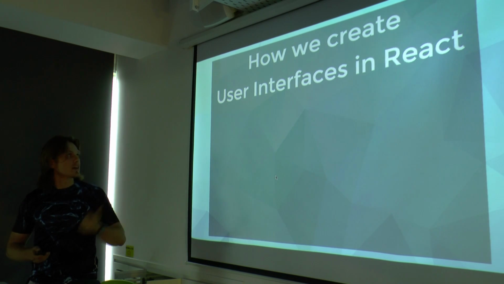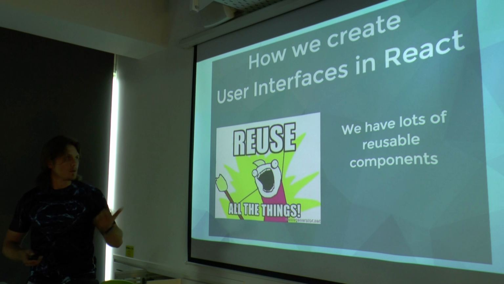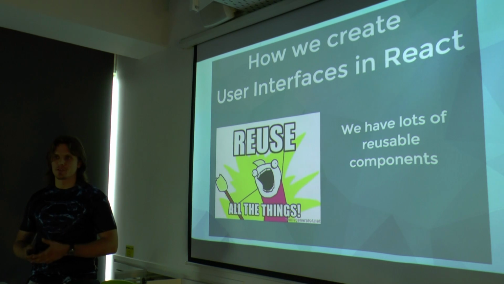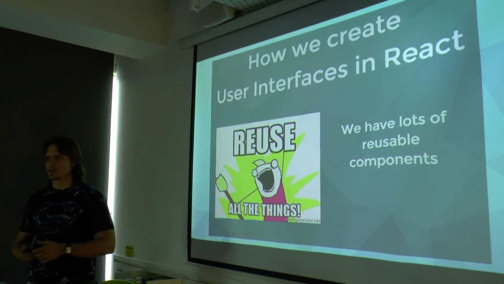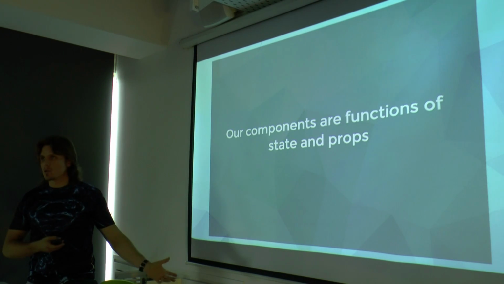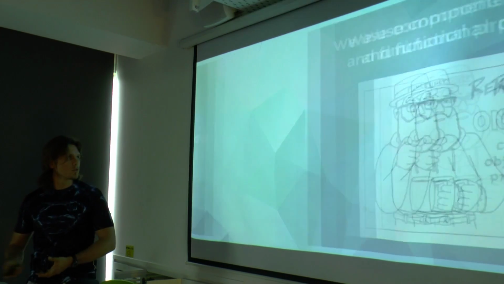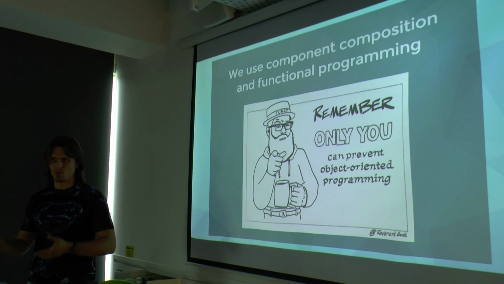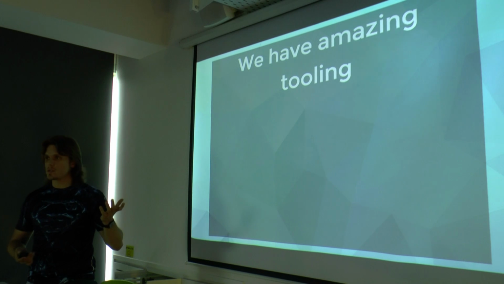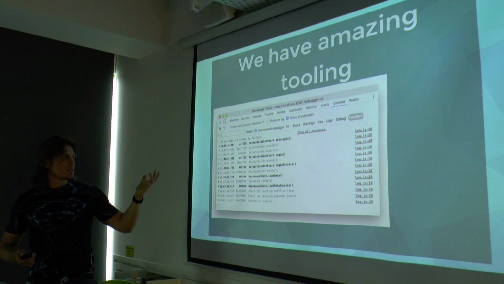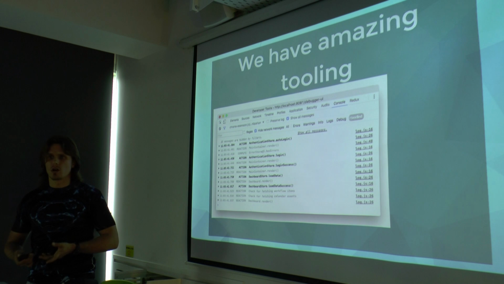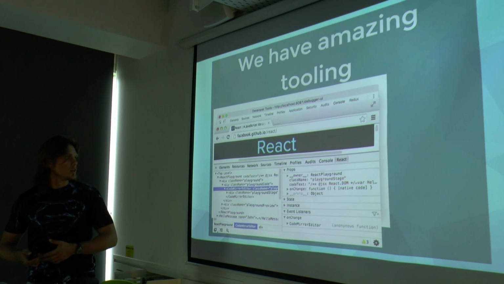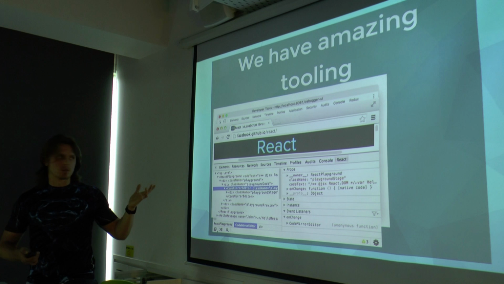So how do we create user interfaces in React? Well, we have lots of reusable components, right? We reuse everything. Our components are functions of state and props, which is good. And we have all these functional programming paradigms, and we're trying to do Redux stuff and MobX or RX, whatever you like. We have amazing tooling. We have React debugger. We have console logging for our actions. We have dev tools that support that.